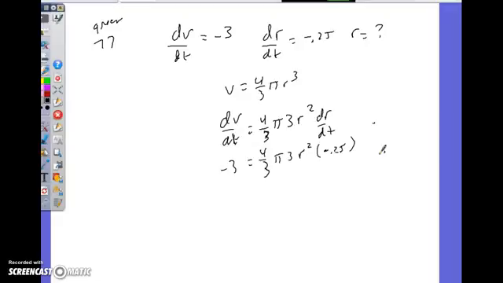Good. I have the exact same thing and then I solved it. Maybe keep going then? That 3 cancels out with that 3. I've got negative 0.25 and 4. That's going to be negative 1. So we get negative pi r squared equals negative 3. So that becomes 3 over pi equals r squared.